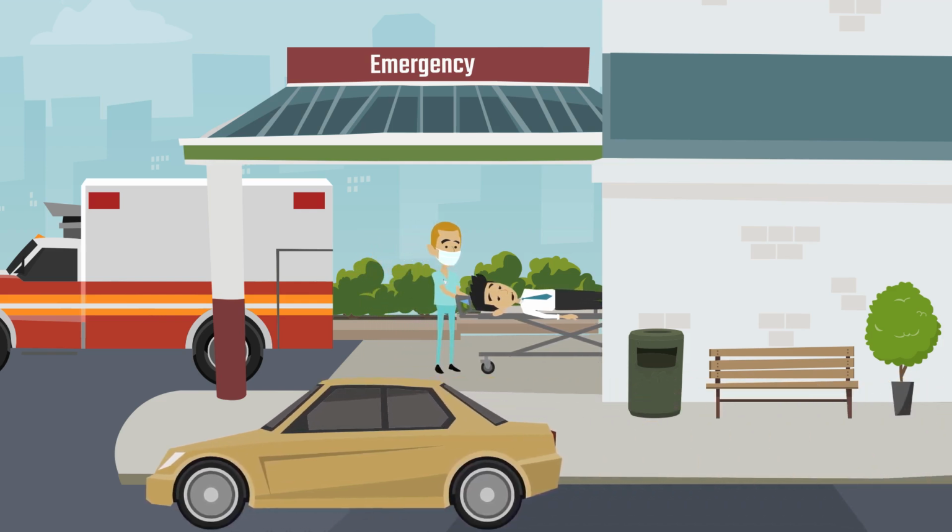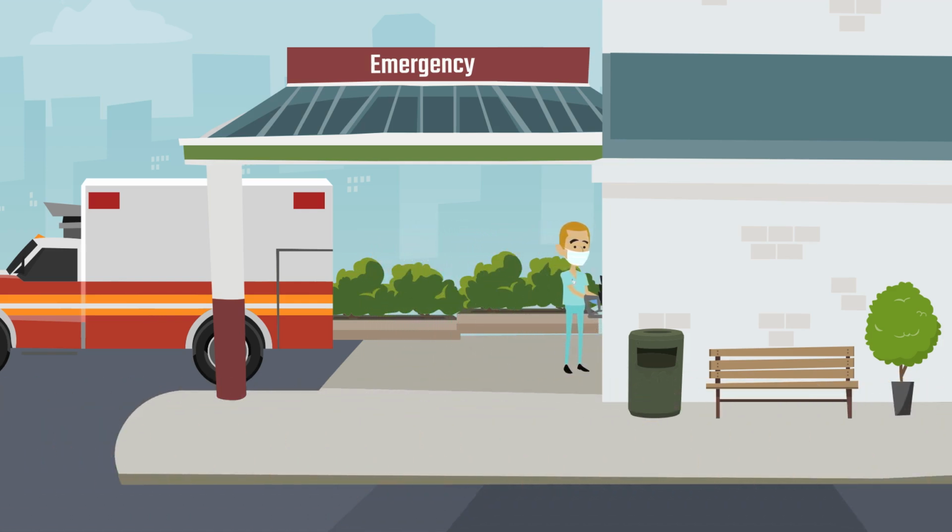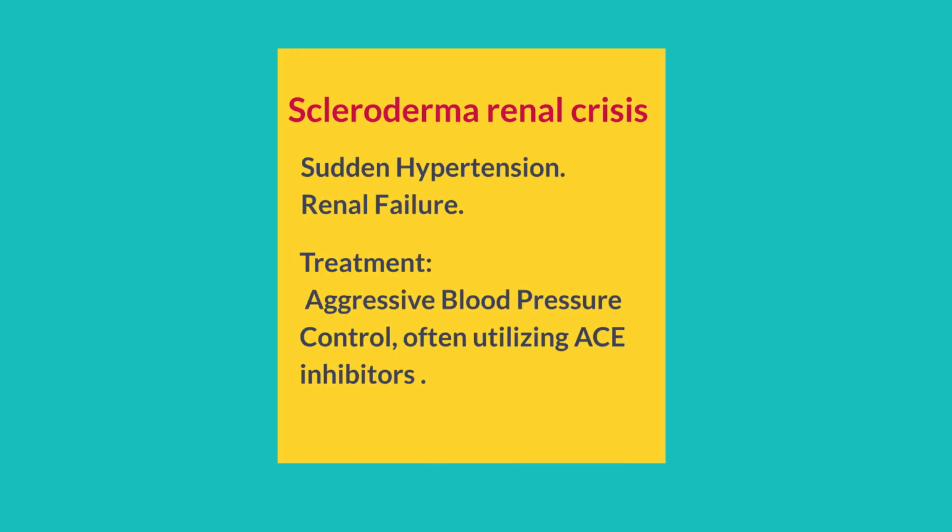Turning to renal involvement, one of the most serious complications is scleroderma renal crisis. This condition is characterized by a sudden onset of severe hypertension and acute renal failure. Early recognition and management are crucial to prevent irreversible kidney damage. Treatment typically involves aggressive blood pressure control, often utilizing ACE inhibitors, which have been shown to improve outcomes in affected patients.